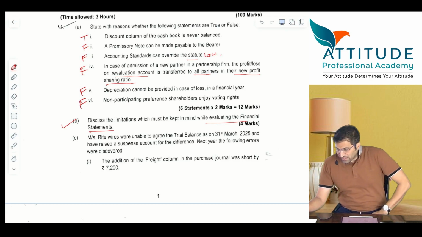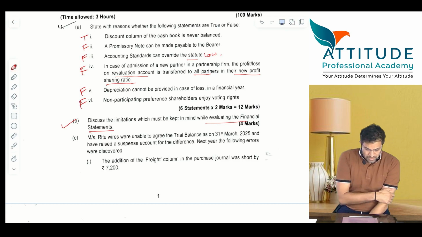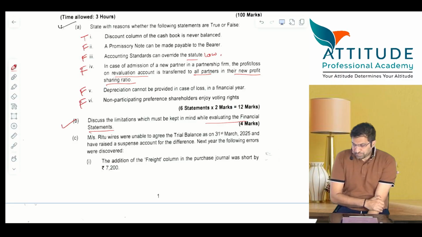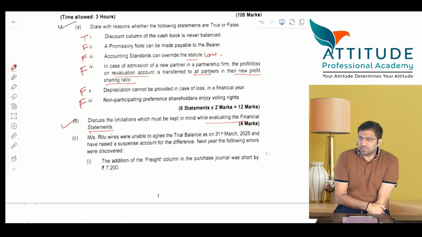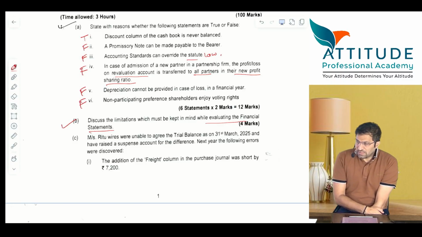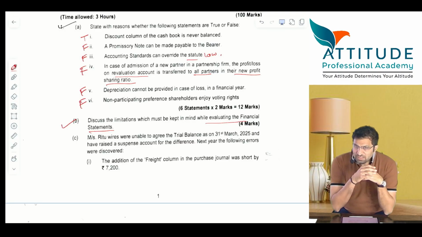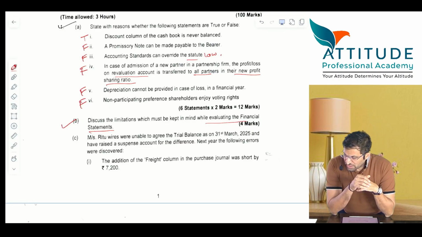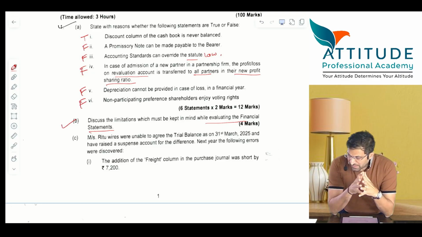So right there. Next, certain accounting estimates depend on the sheer personal judgment of the accountant or the management, you can say. Is that clear? This is which?